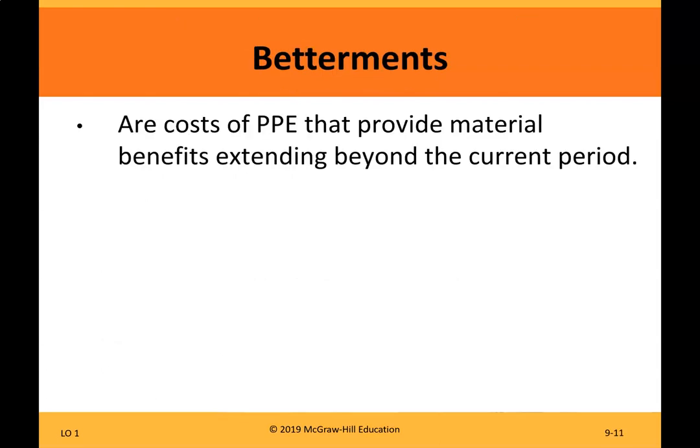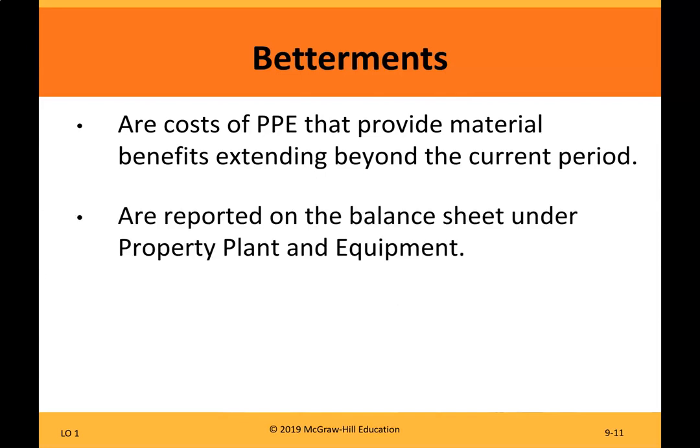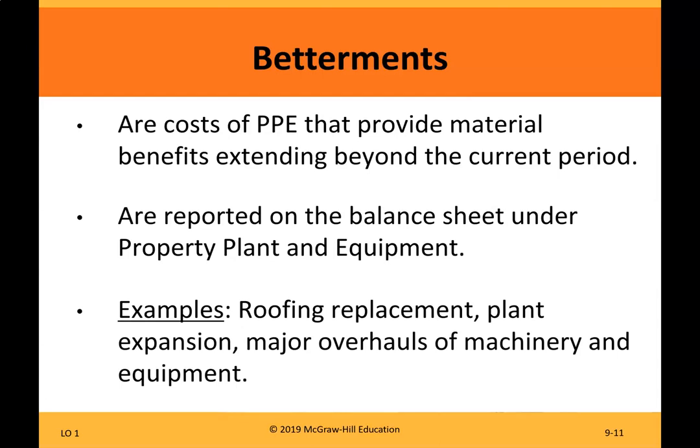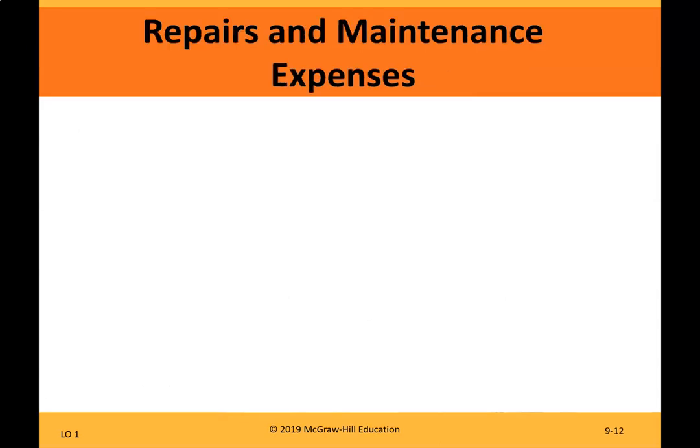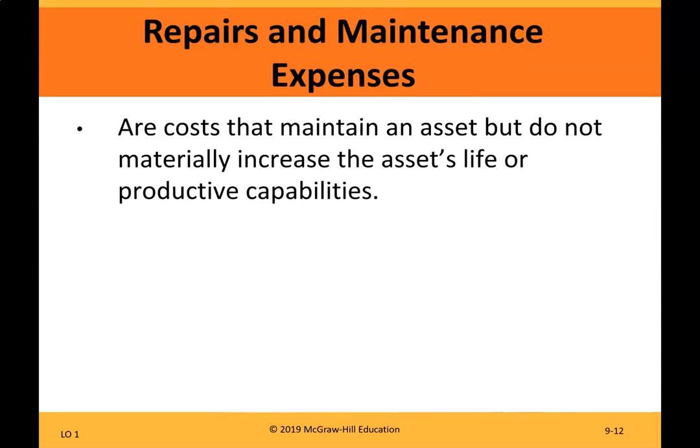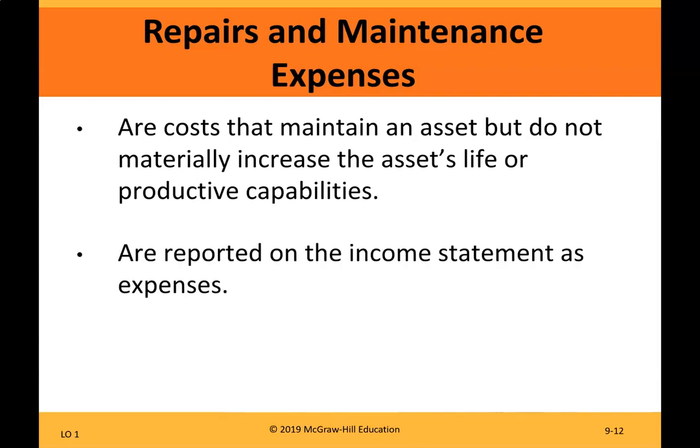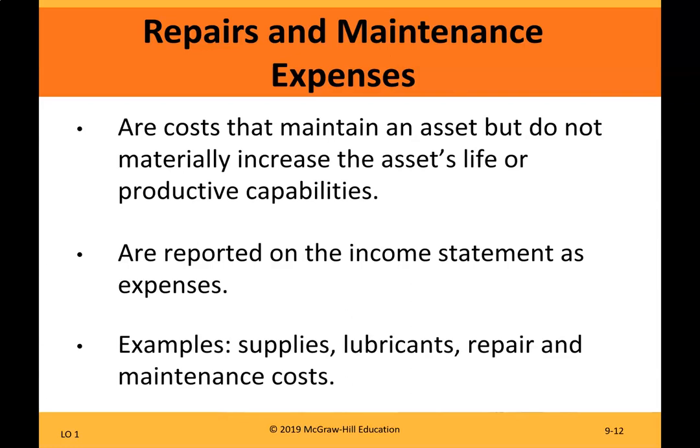Betterments are costs of property, plant, and equipment that provide material benefits extended beyond the current period, are reported on the balance sheet under property, plant, and equipment. Examples: roofing replacement, plant expansion, major overhauls of machinery and equipment. Repairs and maintenance expenses are costs that maintain an asset but do not materially increase the asset's life or productive capabilities, are reported on the income statement as expenses. Examples: supplies, lubricants, repair and maintenance costs.